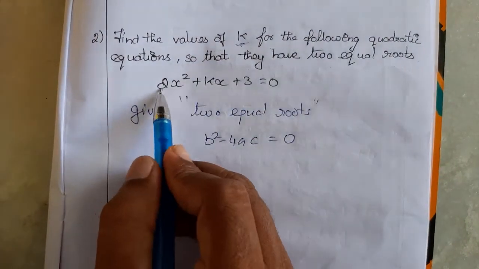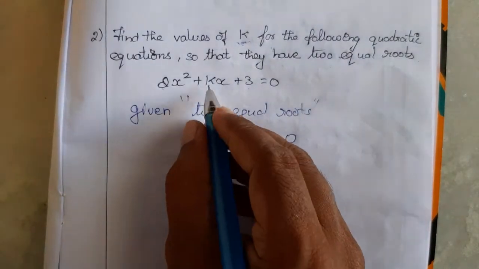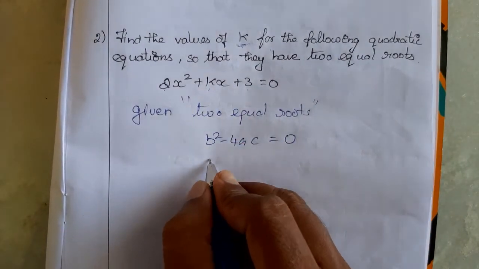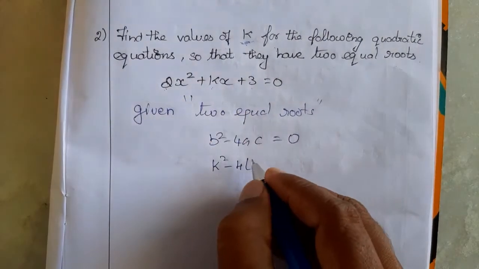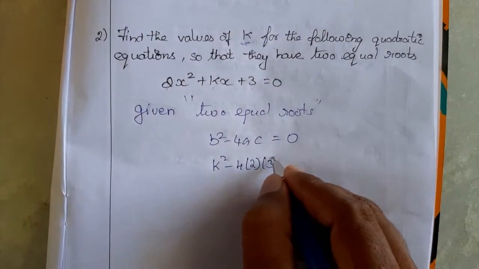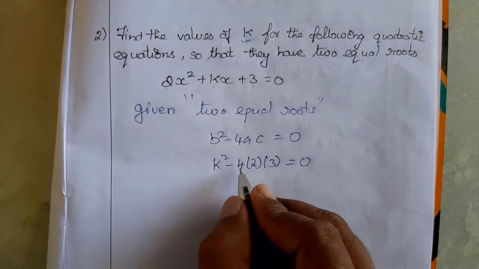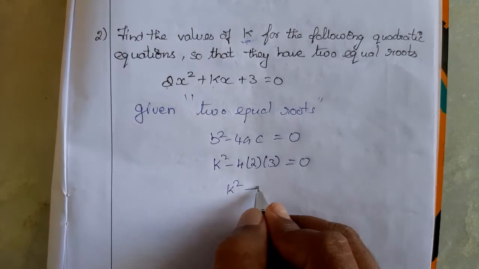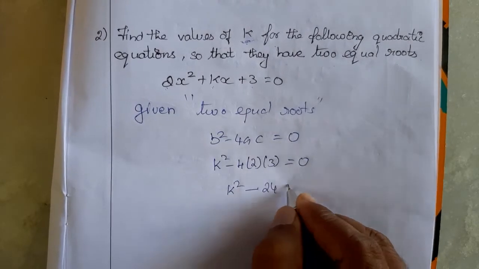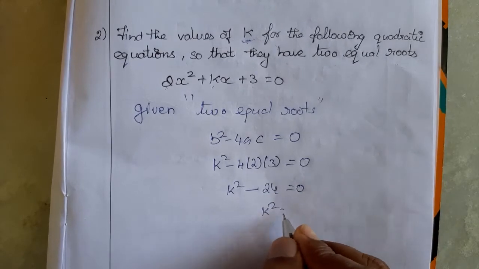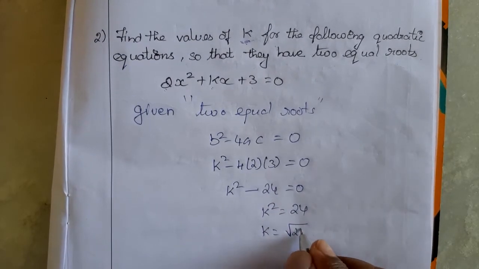So by using this expression, we have to find the value of k. So here a is 2, b is k, and c is 3. Just substitute. So instead of b, substitute k: k square minus 4 into a is 2 and c is 3 is equal to 0. So we will get the value of k. k square minus 4 times 2 is 8, times 3 is 24, is equal to 0. So k square is equal to 24 and k is equal to square root of 24.